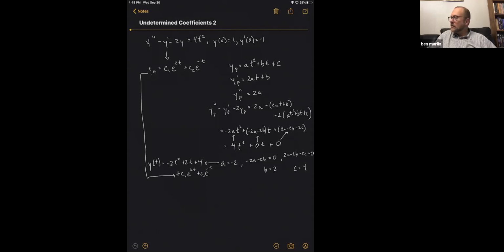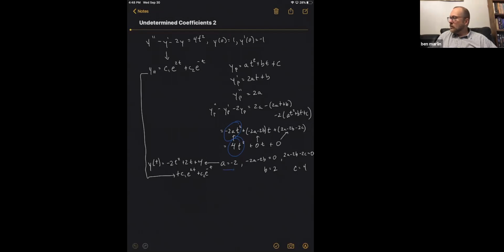Since we know that minus 2at squared needs to turn out to be 4t squared, then that minus 2a has to be equal to 4. If you have two polynomials that are equal to each other, then they have to be equal for all t values, which ends up meaning they have to have the same coefficients. So you equate coefficients there and find out that your a had to be minus 2.